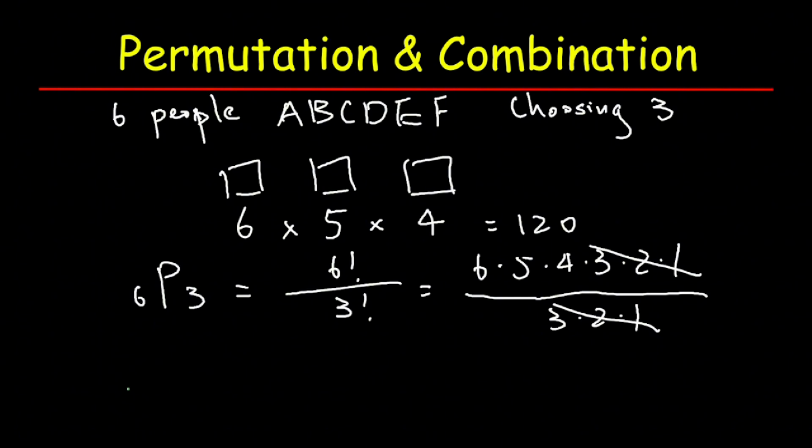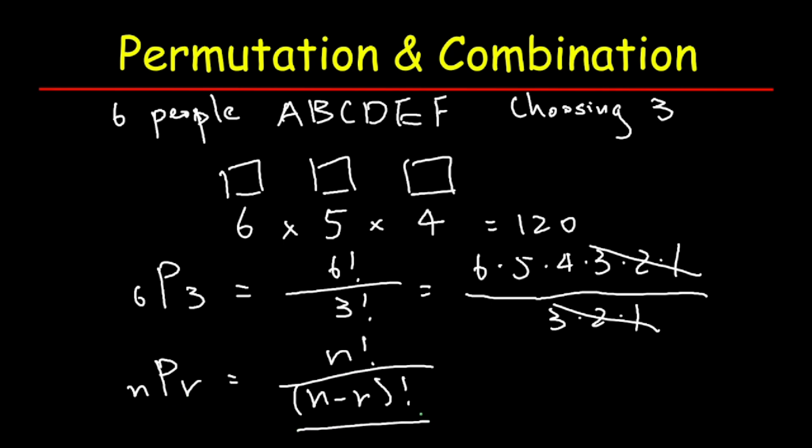In general, nPr can be written as n factorial over n minus r factorial. This is not too difficult to remember because you have n choices that you're choosing from, but if maybe you're not choosing all n, you want to get rid of those r choices before them.